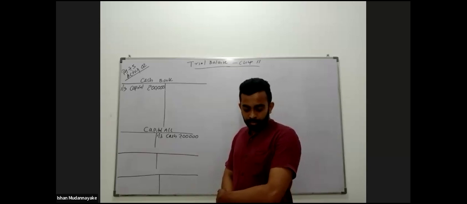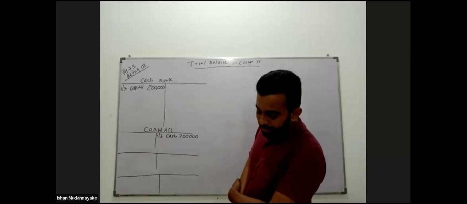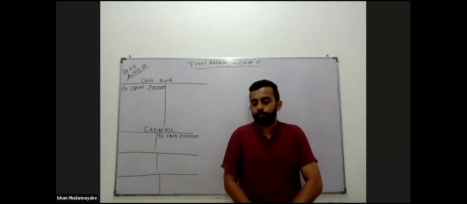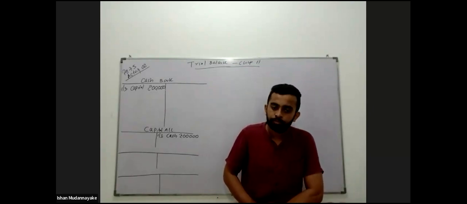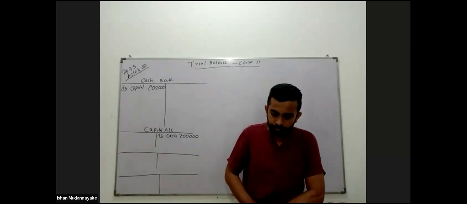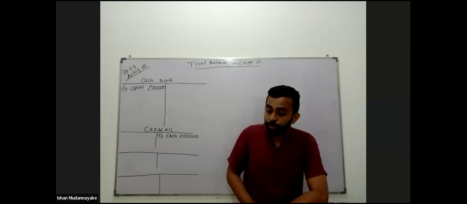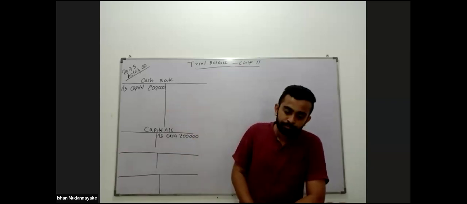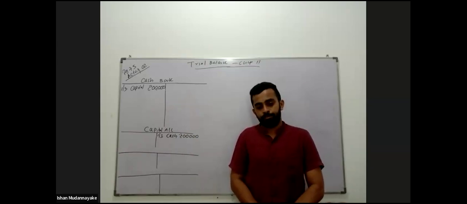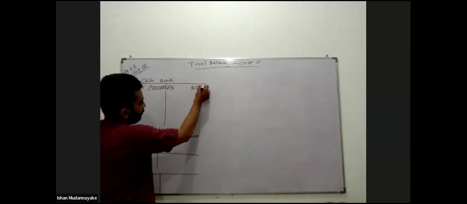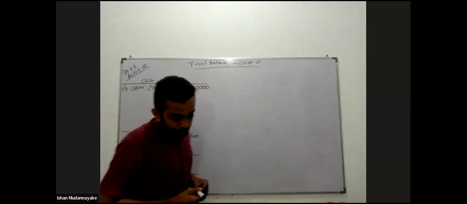Right. Now, next transaction. Cash purchases 50,000. Cash inflow or outflow? Cash outflow. If cash outflow, cash book debit or credit? Credit. Cash book credit, 2nd March, 50,000.